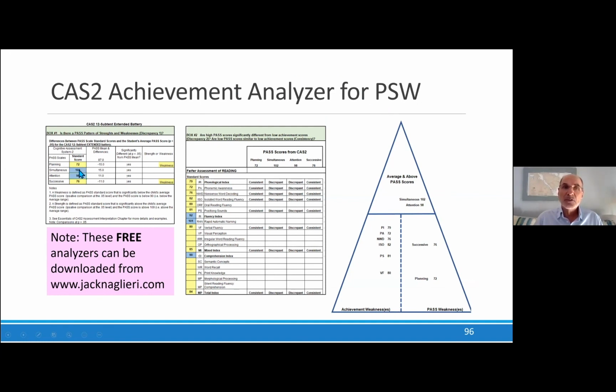All you have to do is put in the 4 scores from the cognitive assessment system and the achievement test, whichever achievement test you use, and it'll do all the comparisons. It'll test the significance of the difference between each PASS score and all the different achievement scores, tell you if they're consistent or significantly discrepant, and build the triangle that I've been talking to you about. It happens in a flash. It's all free, and it's there for all the achievement tests.